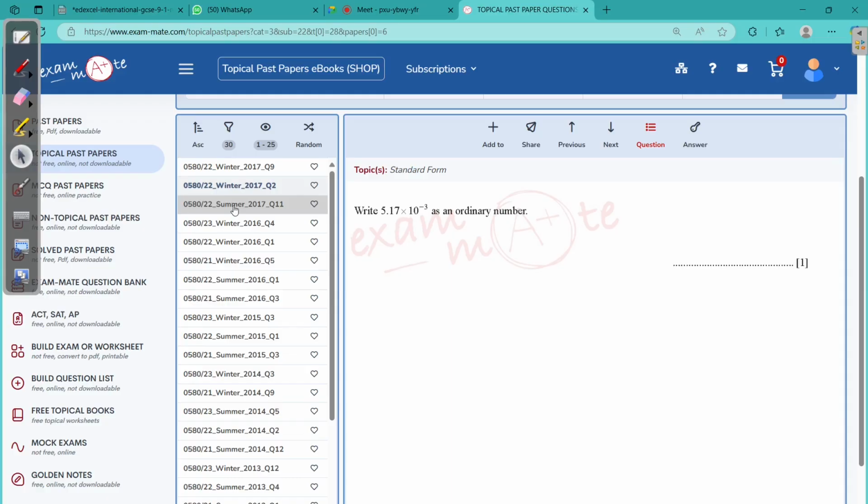No, no, tell me the answer. How quickly can you solve this without a calculator? Tell me the ordinary number of this one. Okay, fine. 0.00517. Oh, correct. So you know the rule?